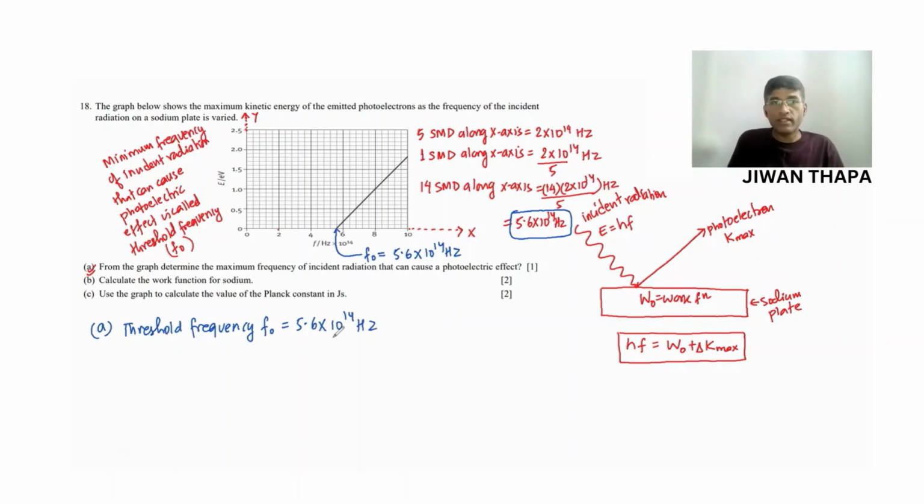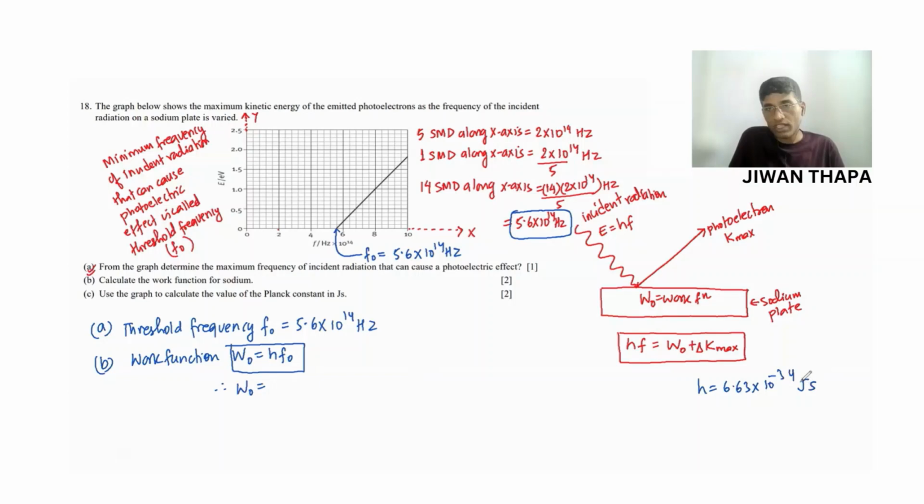Next, we need to find the work function, okay, for sodium. And work function W naught equals H, that is Planck's constant, times the threshold frequency. And we have threshold frequency, therefore we can write W naught equals, now Planck's constant is, so I'm writing over here, H is 6.63 into 10 to the power minus 34 joules second, okay. So this is the value of Planck's constant.